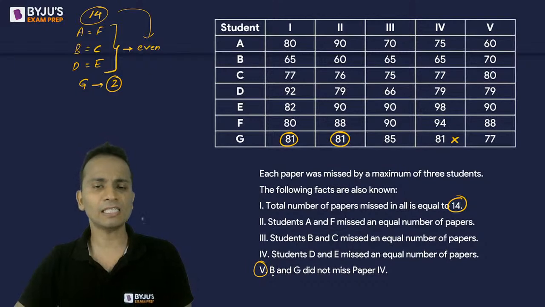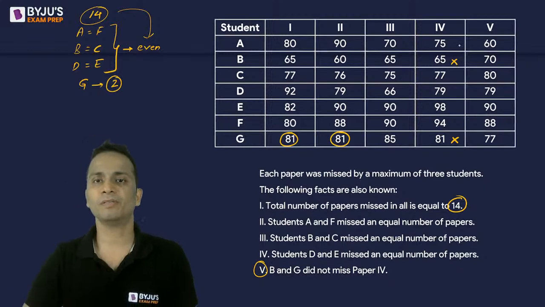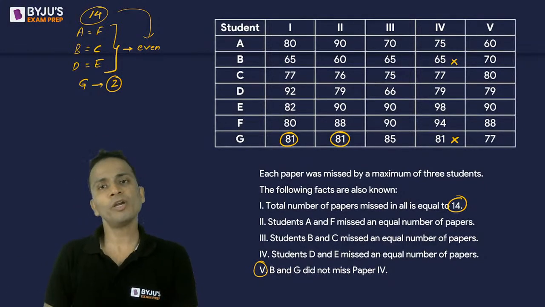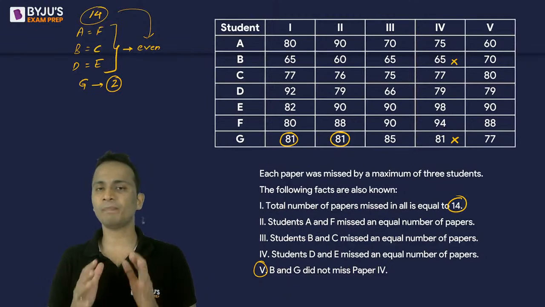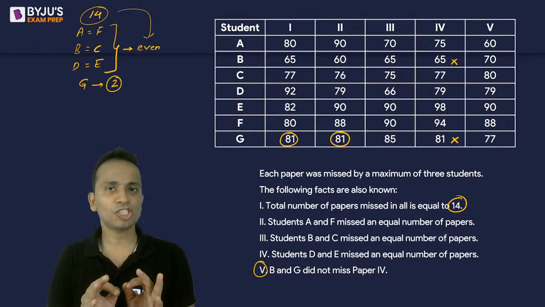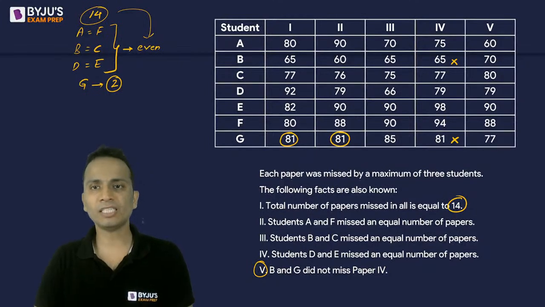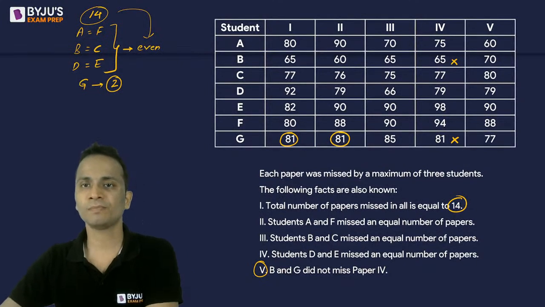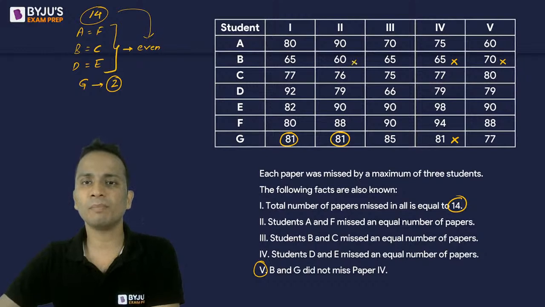Also, it is given in the last statement that B did not miss paper number 4. B did not miss this paper. Okay, right? So if I talk about B, now B can miss which paper or papers? So first of all, the paper which a person has missed will be the average. Average cannot be the highest or the lowest of the values, right? So highest marks for B is 70. So B cannot miss paper number 5 and B cannot miss paper number 2.